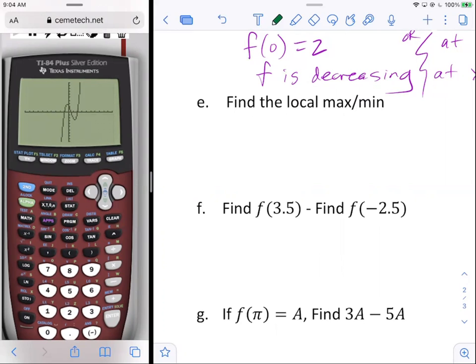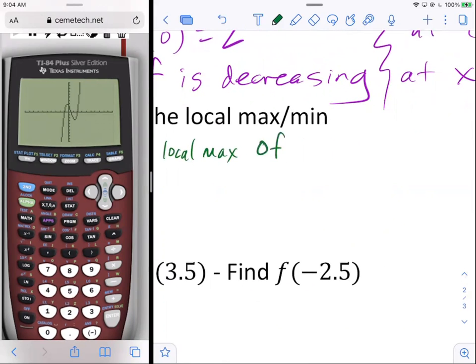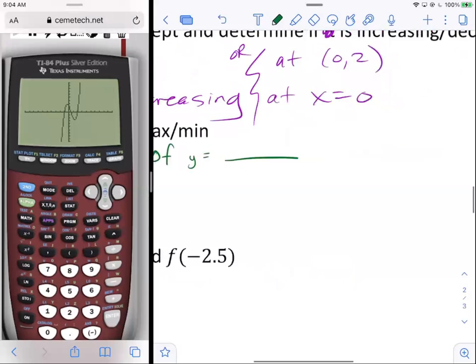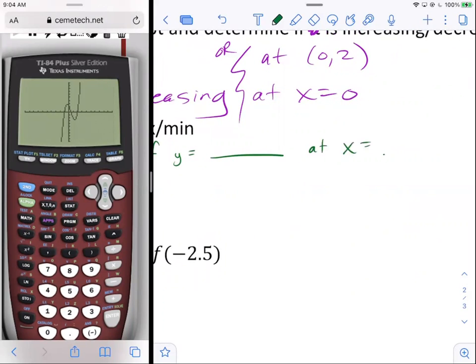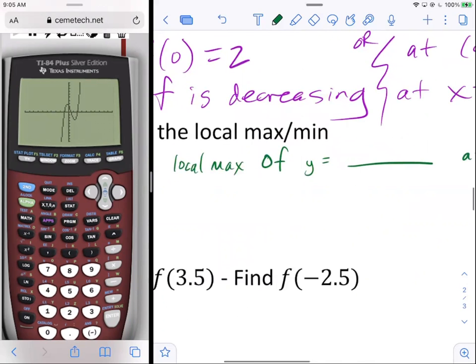Now, the local maximum itself is the y value, and it occurs at an x value. So we're going to go ahead and write out the terminology first, because this is what I want you to write. F has a local max, you can abbreviate it max, of y equals blank at x equals blank. So instead of writing it as an ordered pair, I don't know how you did in algebra 2, we're going to separate it, okay? And that's to help remind ourselves that the maximum value is the y value, and it occurs at the x coordinate. Now, in calculus, we find these without a calculator, but this is pre-calculus, so we're going to let the calculator do the work.